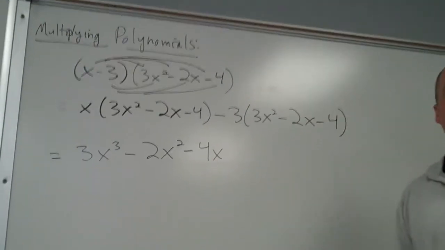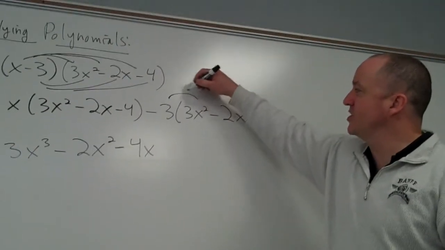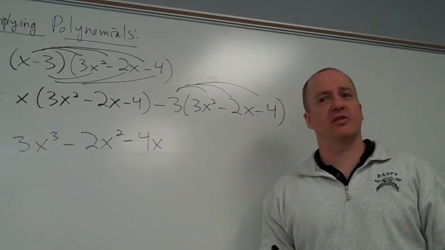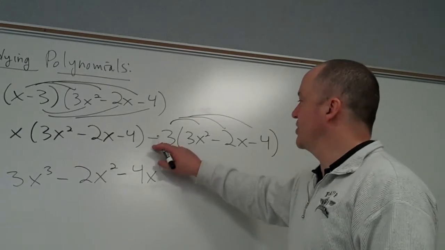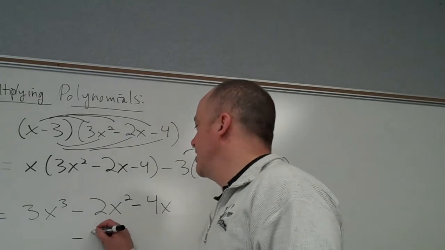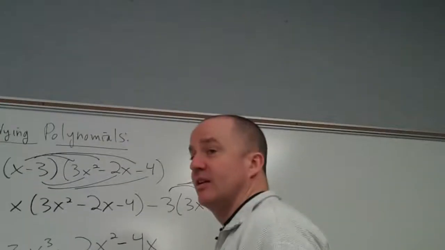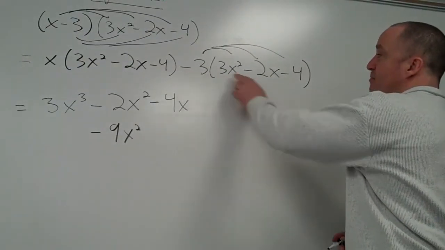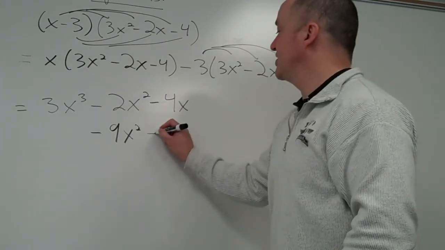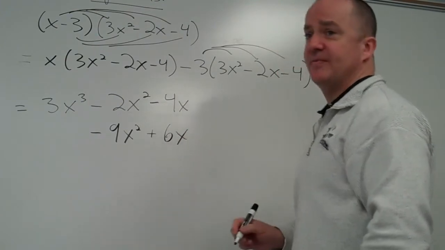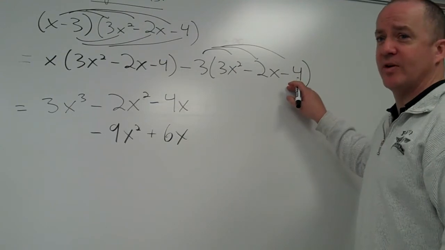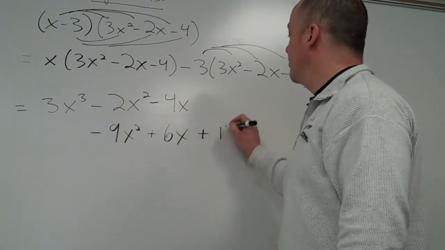Okay, now here's what I'm going to do next. When I distribute these three, I'm going to put the like terms in columns. So this is going to be minus 9x squared, right? I'm going to write it down here under the minus 2x squared. Next I'm going to get plus 6x, correct? I'm going to put the plus 6x under the minus 4x. And then last I'm going to get plus 12, right? Negative 3 times negative 4. So I'm going to write that out here by itself.